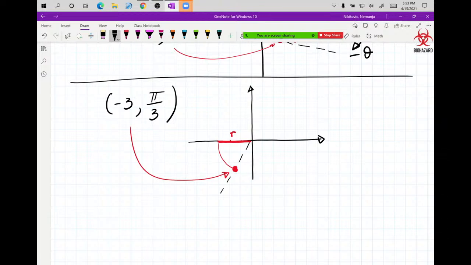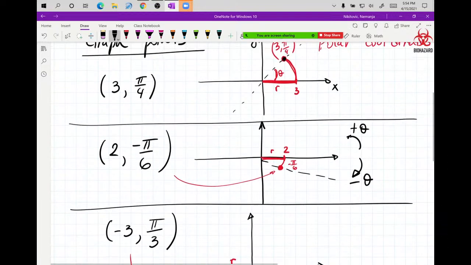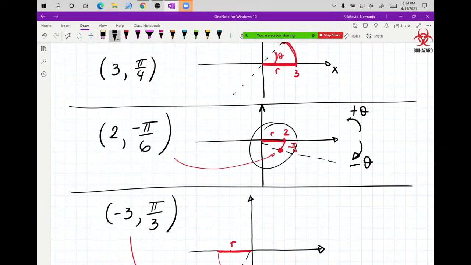So you can have negative radius. Just like you can have negative angles, just go the other way. Up is, in this case, positive and down is negative.